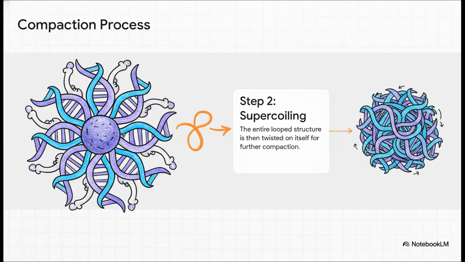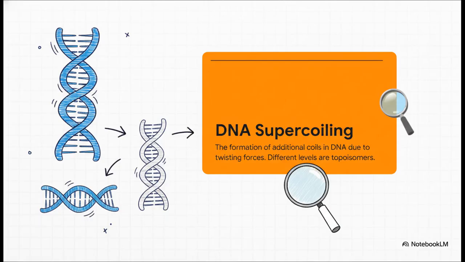But even that isn't enough to get it small enough. So for the next level of packing, that entire flower structure gets twisted up on itself. And this, my friends, is called DNA supercoiling. So supercoiling is basically creating coils on top of the existing coils. And this brings us to a huge exam term, topoisomers. You have to know this one. Topoisomers are just DNA molecules that have the exact same sequence, but they are twisted differently. That's it. Same DNA, different twist.